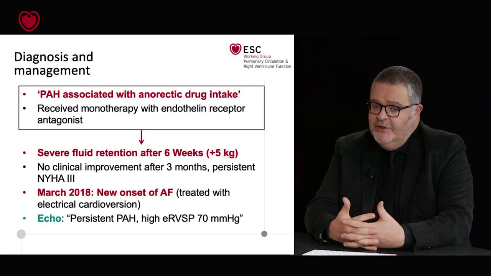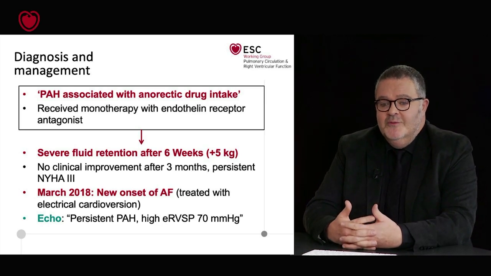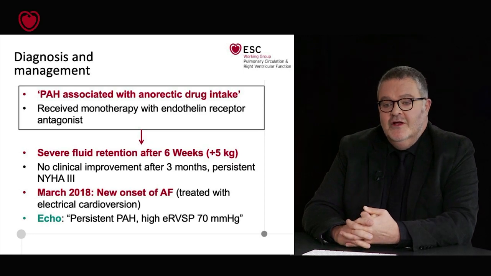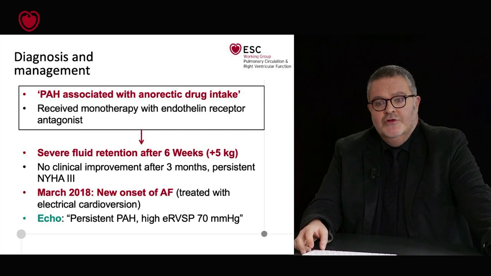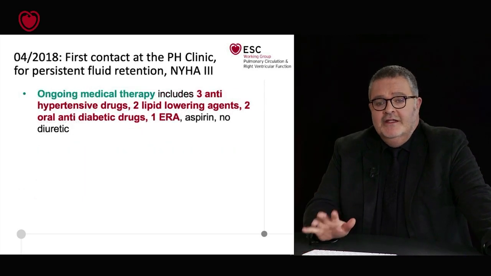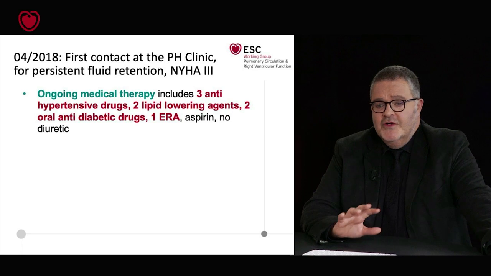And again, I'm putting here what was written on the report. It was persistent pulmonary arterial hypertension with high estimated right ventricular systolic pressure at 70 millimeters of mercury, and no report on the performance of the right heart. Then she was sent to us in April last year. First contact, persistent fluid retention, functional class 3.